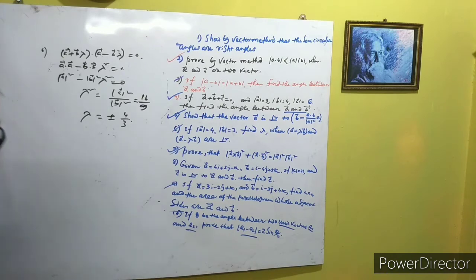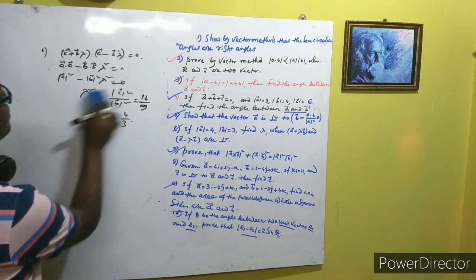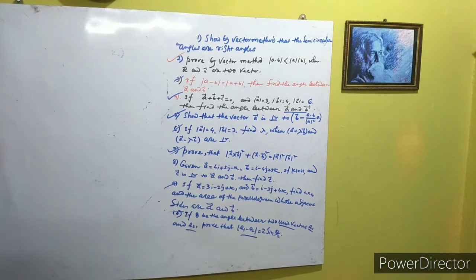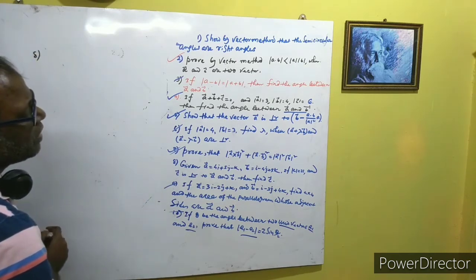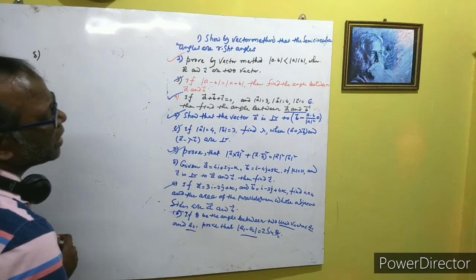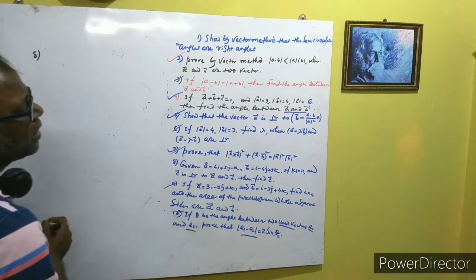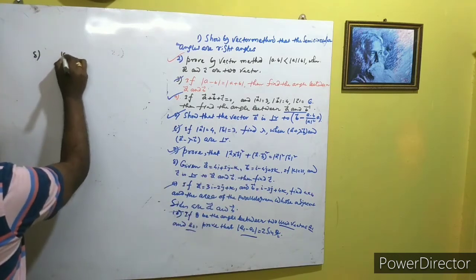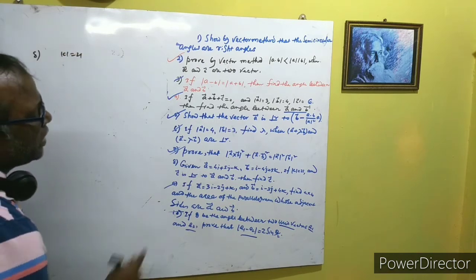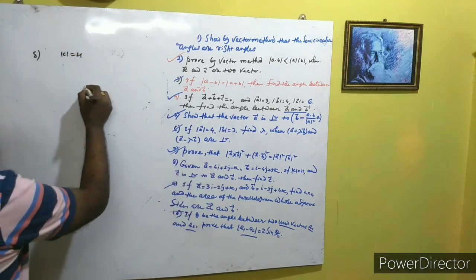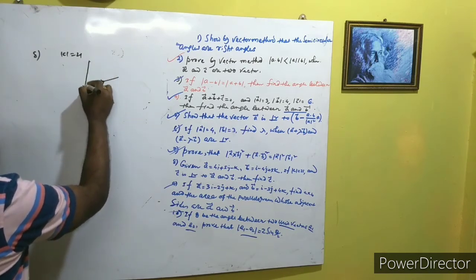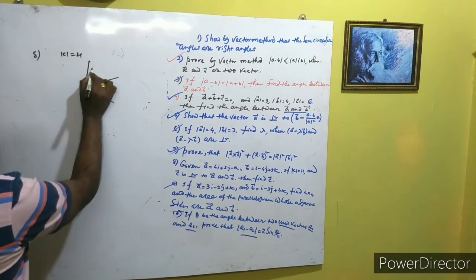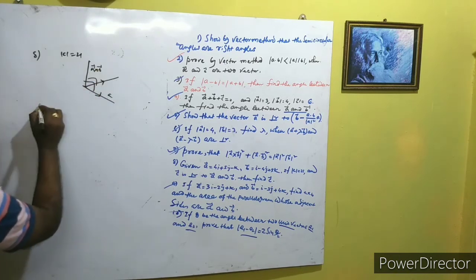Now see the second question, here is question number 8. The vectors A and B are given, and the magnitude of C is 21. Find C, where C is perpendicular to A and B. You know, for any vectors A and B given, the perpendicular vector is A cross B. First of all we find A cross B here.